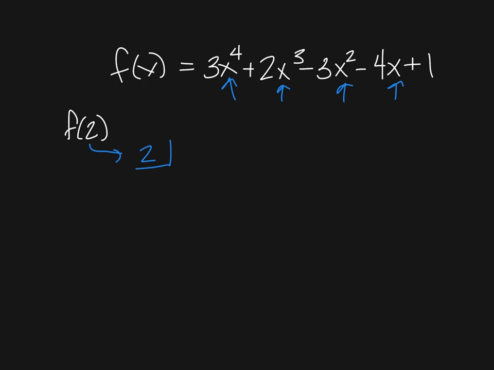The only time you change what goes in the box is when you're dividing by a binomial, like if it's x minus 2. Then you change it to a plus 2. But if you're asked for f of 2 exactly, you're going to leave it as is.